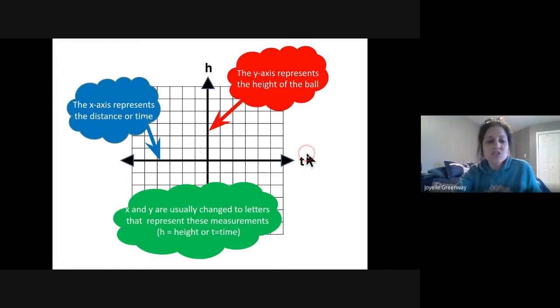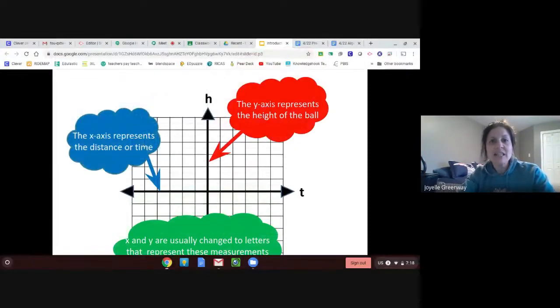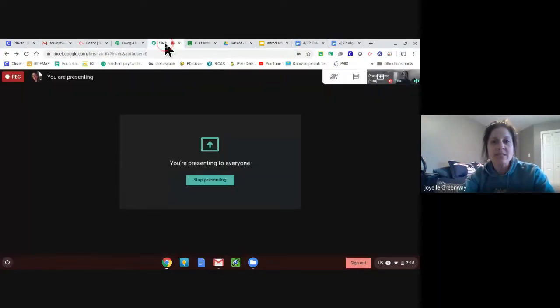Hopefully that helps you understand a little bit what parabolas are useful for and how that relates to quadratic equations.